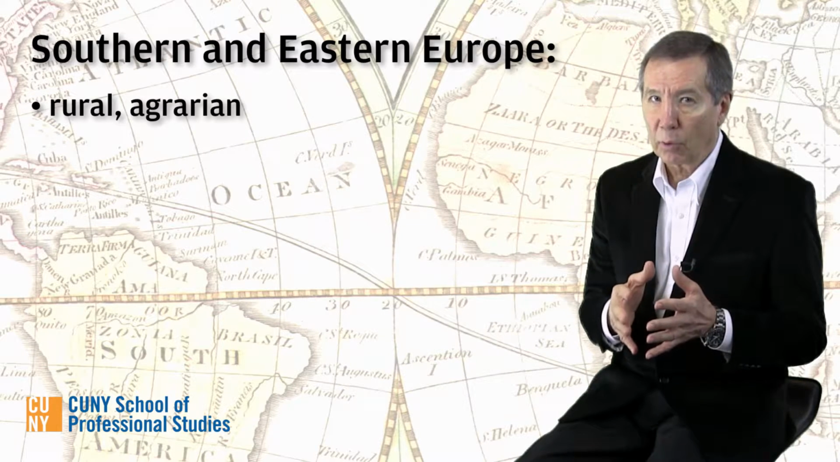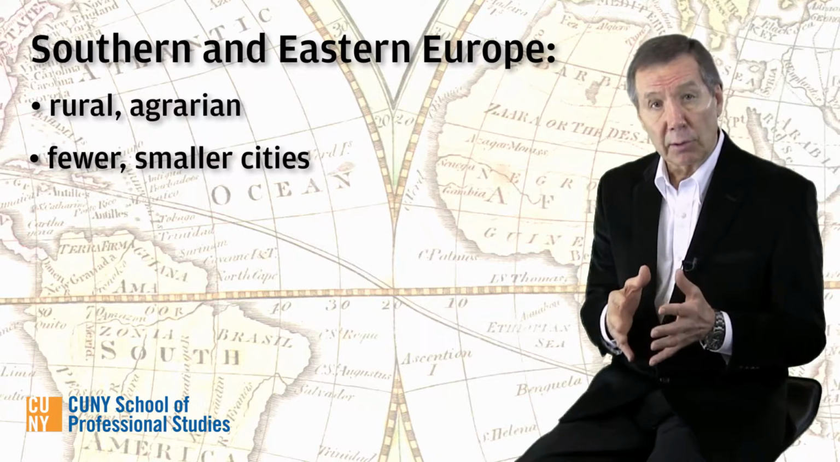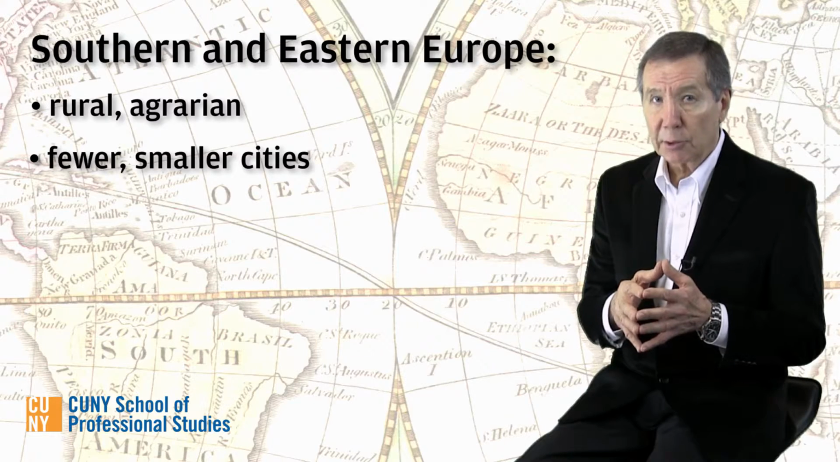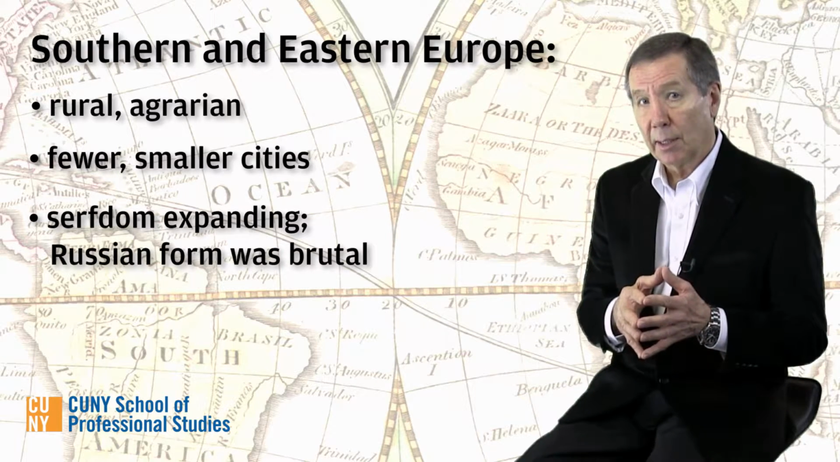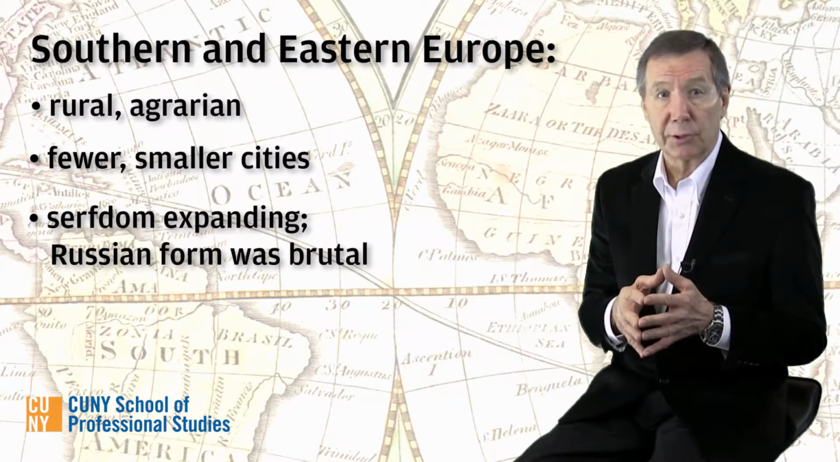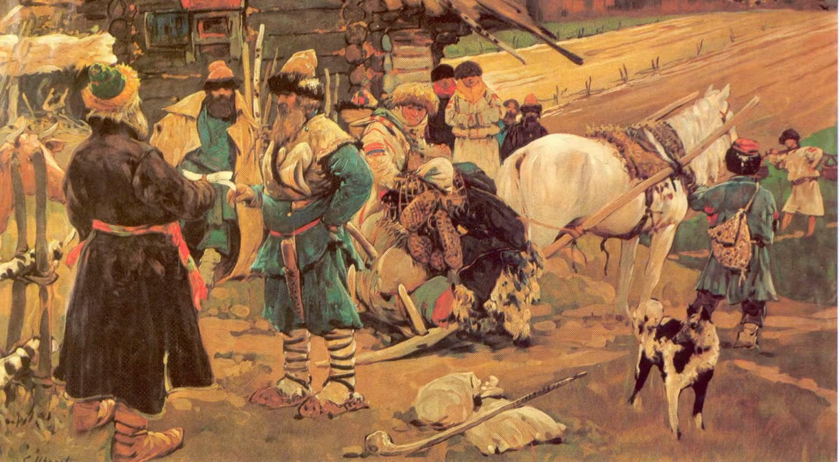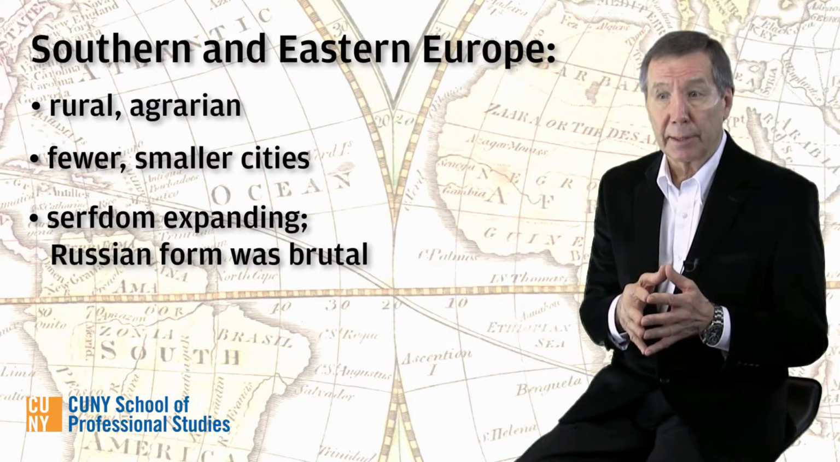It is far more rural, far more agrarian. There are fewer cities, and they are smaller and decidedly more provincial. In Eastern Europe and Russia, serfdom actually expanded in the 17th and 18th centuries. There were more serfs and more peasants tied to the land and owned by noblemen. The Russian form of serfdom was probably the most extreme. In fact, it was little different than the kind of slavery that developed in the Americas.